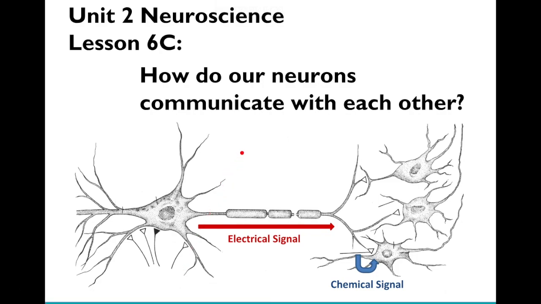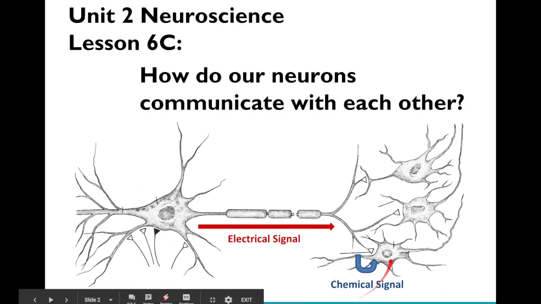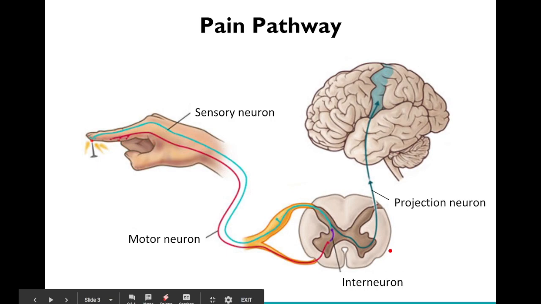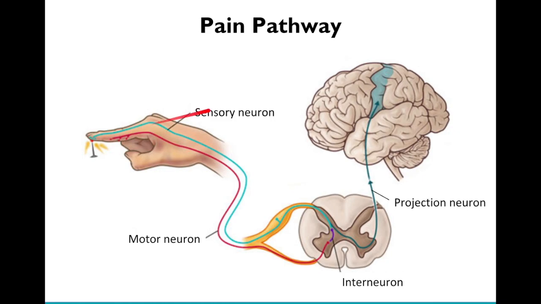In this lesson, we are going to study how neurons communicate with each other. So how do neurons communicate with other neurons? The short answer is that they use chemical signals between neurons. For example, if you prick your hand with a pin, how does your brain know that you've touched something and that it hurts? Well, this is the pain pathway.